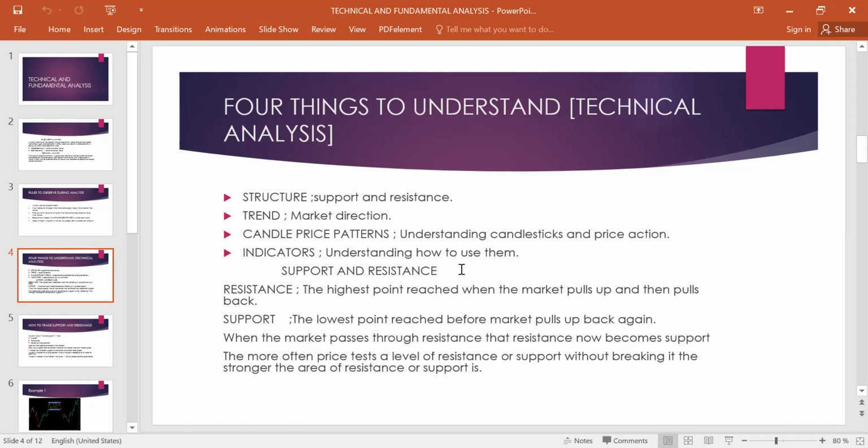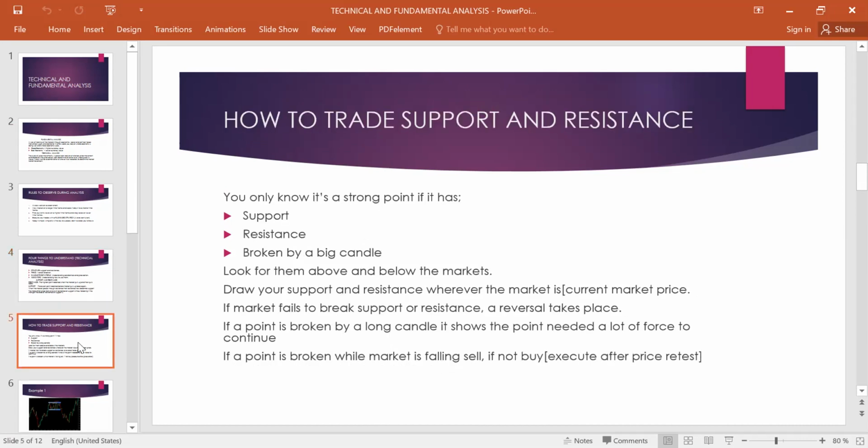So we are going to start with support and resistance. Resistance is the highest point reached when the market pulls up and then pulls back. I'm just going to show you in a pictorial form, so you understand what it is. And then support is the lowest point reached before the market pulls up again. When the market passes through resistance, that resistance now becomes support. The more often price tests a level of resistance or support without breaking it, the stronger that area of resistance or support is. So I'm just going to show you how to trade support and resistance.